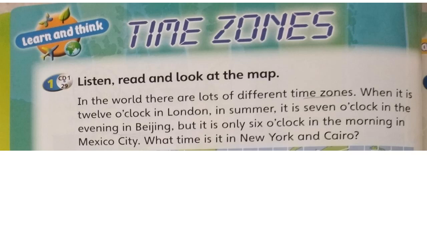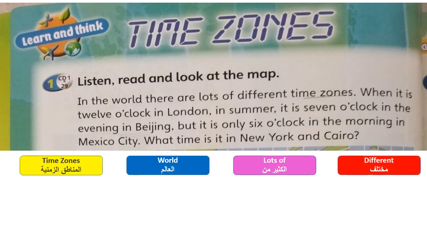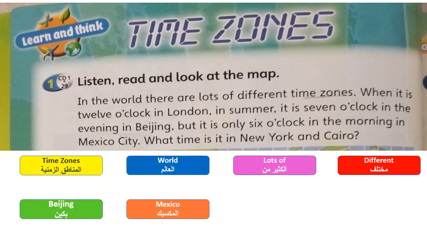Okay, we have to know some meanings here. So, time zones mean المناطق الزمنية. World, العالم. Lots of, الكثير من. Different, مختلف. Beijing, بكين, capital of China. Mexico, المكسيك. City, مدينة, and Cairo, القاهرة.